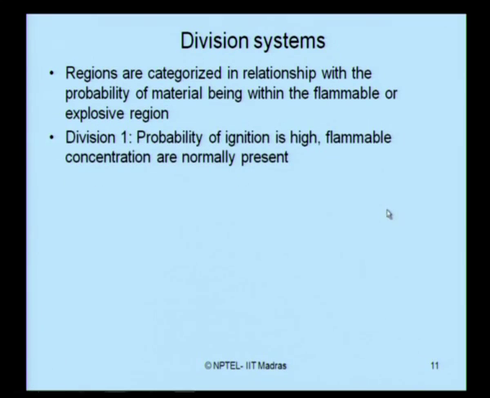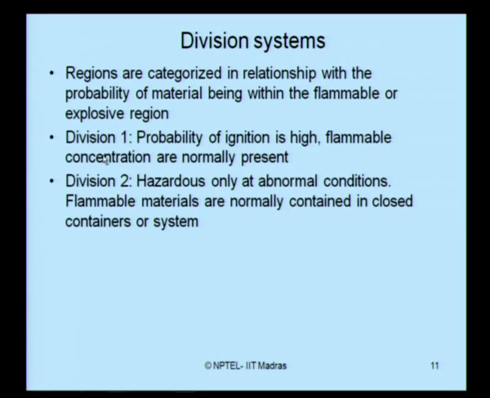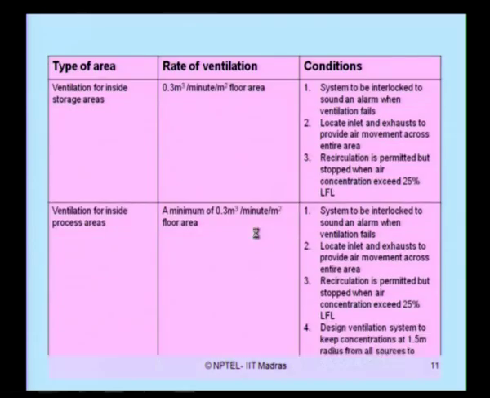In that division system we can say division 1, the probability of ignition is very high and flammable concentrations are generally present. You can then say division 2 is hazardous only at abnormal conditions. The probability of material being within the flammable region exists, but it becomes hazardous only at abnormal conditions. Flammable materials are normally contained in a closed container. So what we call a containment system, we call that region division 2.